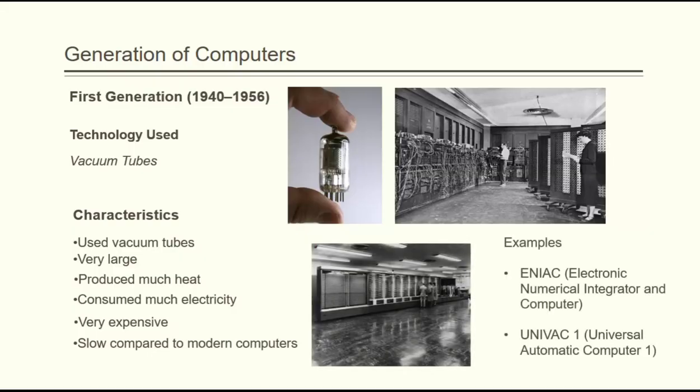Some of the examples of the first generation computers were ENIAC and UNIVAC 1. ENIAC is the short form of Electronic Numerical Integrator and Computer, and UNIVAC 1 refers to Universal Automatic Computer 1.